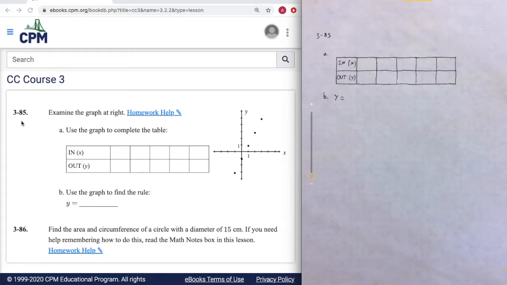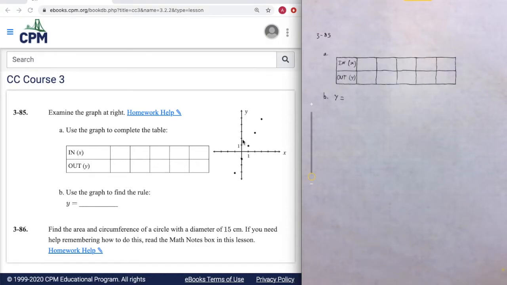Problem 3-85. We're given this graph over here, and we want to fill out this table based on that graph. This graph has an x and a y axis. It's labeled, and also the scale is given to us.